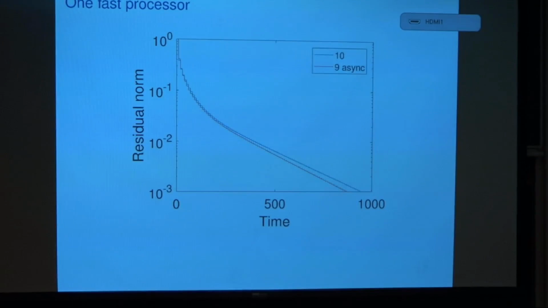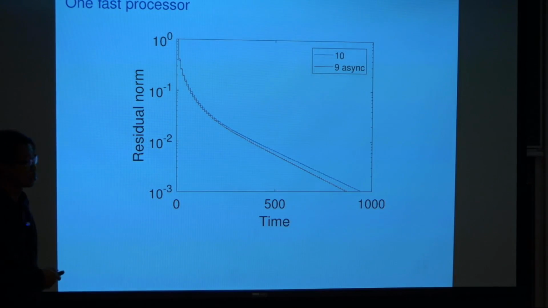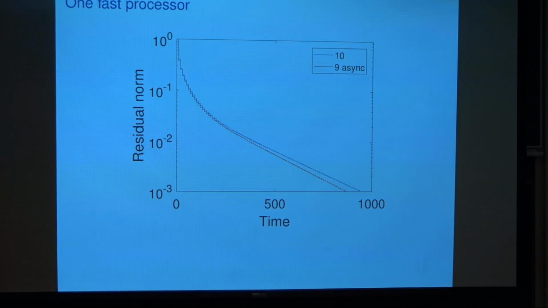All right, so if we have one fast processor, so we have 9 normal processors, and then one processor is actually a faster processor, you can actually see that you get faster convergence. So to reach a certain residual norm tolerance, we actually finish faster if one of the processors takes 9 units of time rather than 10 units of time.